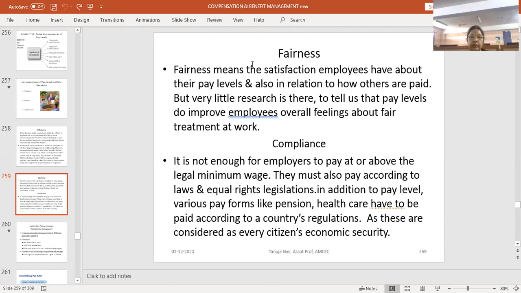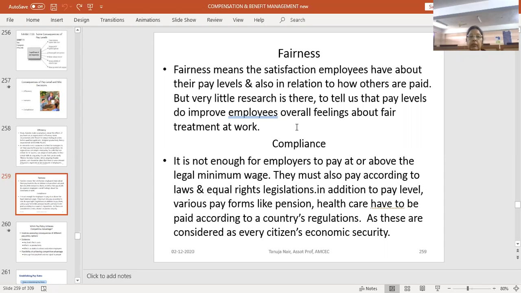And to achieve fairness in your organization, fairness means your employees are satisfied with the salary they are getting and with the benefits they are getting. When they are satisfied, they will feel that they are being treated well and getting fair treatment by the organization. Not much research has been done in this area. So it depends upon organization to organization. It depends upon each organization how they want to fix their pay levels and pay mix to be considered fair by employees. How they should satisfy their employees depends on company to company.